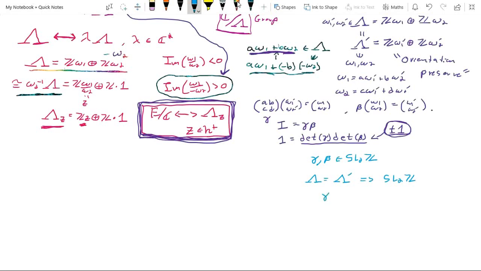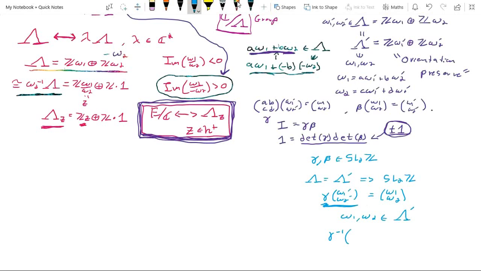Conversely, if I had a matrix gamma belonging to SL2Z, and I were to multiply the column vector omega 1 prime and omega 2 prime, and it yielded some elements omega 1 and omega 2, well, this is just saying that omega 1 and omega 2 are integer linear combinations of omega 1 prime and omega 2 prime, which means that omega 1 and omega 2 belong to the lattice lambda prime.